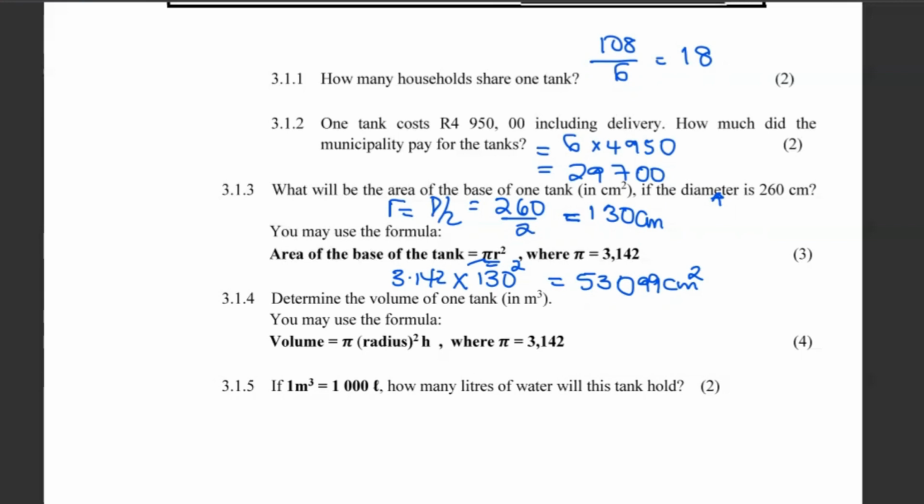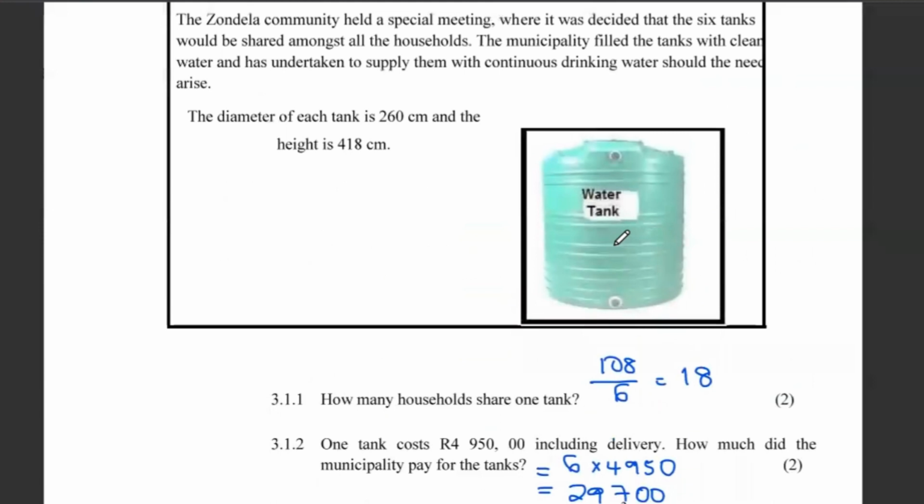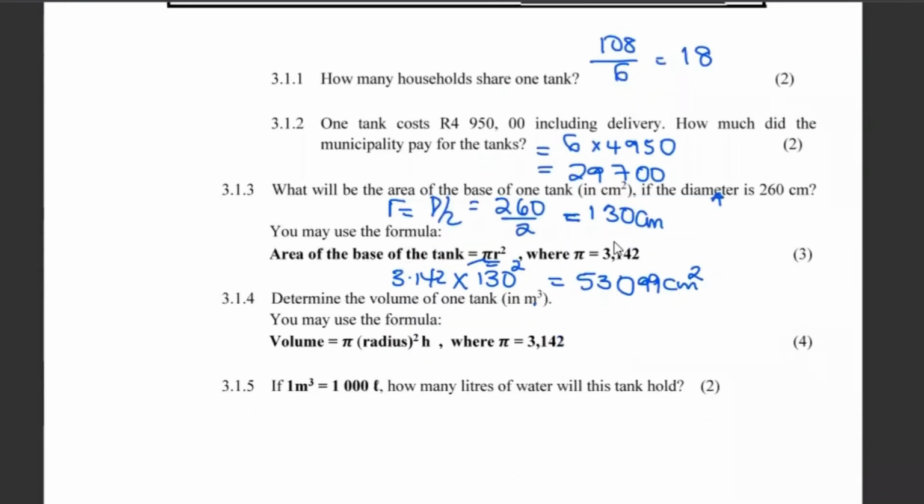Determine the volume of one tank in meters cubed. In meters cubed. So remember, on top there we had the diameter and the height together. Now I will use the radius here because they need me to have the radius. We already have the radius here. So I need to change this radius to meters. I need to divide by 100. Why am I changing to meters? Because the question wants me to have the answer in meters. So my radius is 1,3 meter.